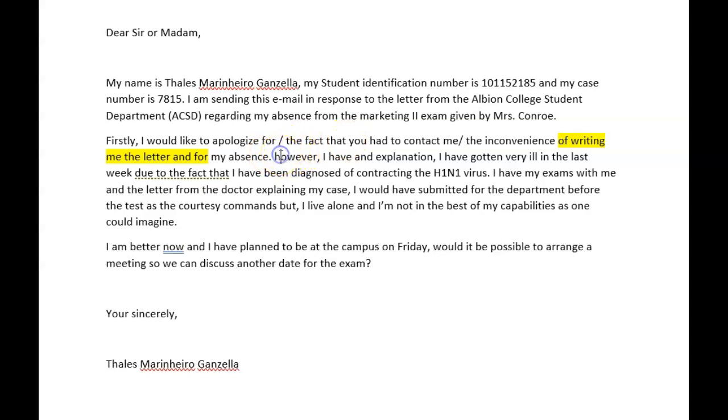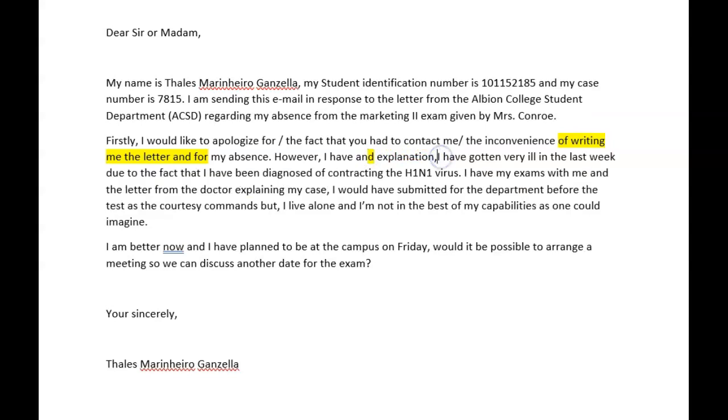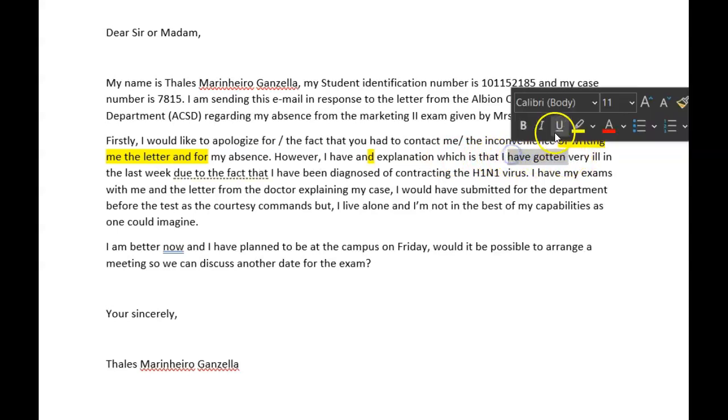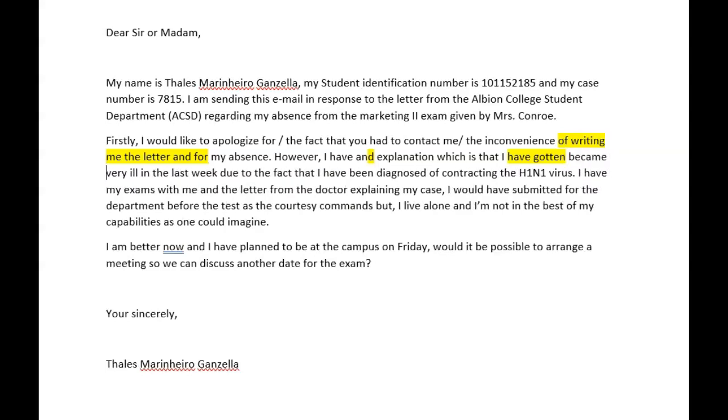However, capital letter, I have an explanation, which is, so link this together with a relative clause, that I became very ill. Now, in English, we do not say gotten. This is American English, and because I am British, I hate this. It is really, really bad grammar. Never use this, please. Never use this in speaking, and never use this in writing. It is bad English. Which is that I became very ill in the last week.